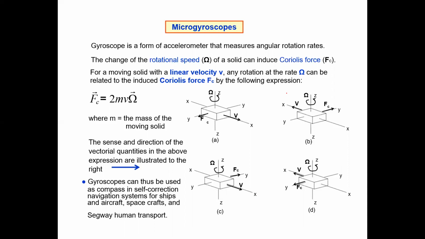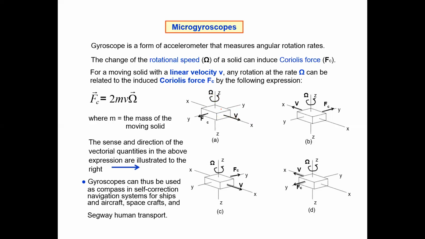So what the Coriolis force says is that if a particular object is moving with a linear velocity v and any rotation at the rate of omega comes along any of the other two axes. For example, this is x-axis, this is z-axis, and this is y-axis, right? So x-axis is the direction in which this particular mass is moving with the velocity v, right? And any rotation comes along z-axis, that is omega.